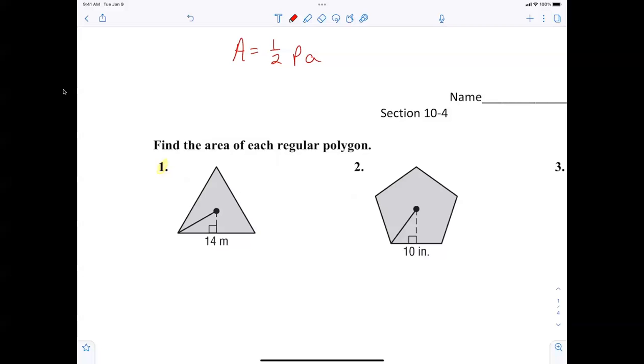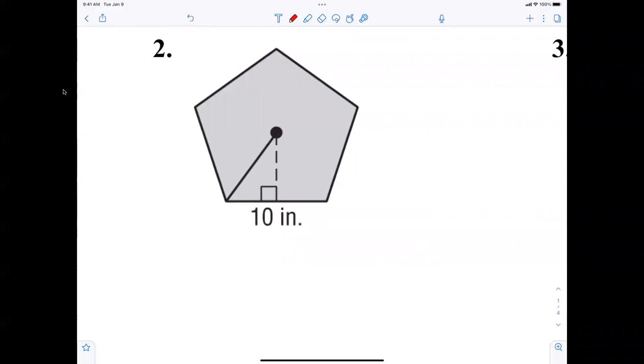I've never ever used the apothem before except in this formula, so I don't use that formula. I can explain the formula, but it's completely unnecessary. The reason why I say it's completely unnecessary is because every polygon can be broken down into what? Into triangles. That is correct.